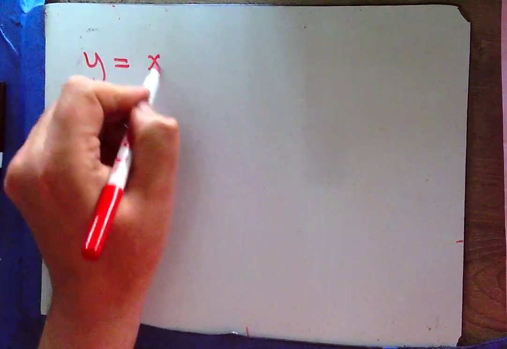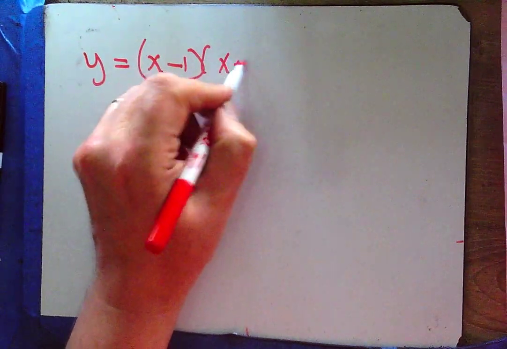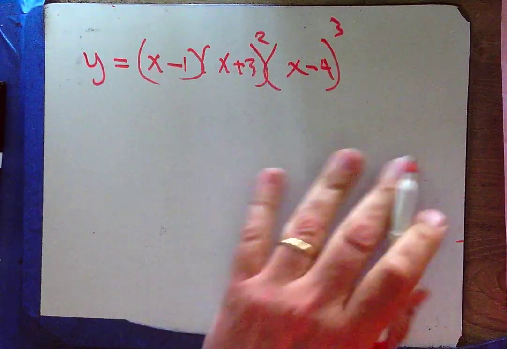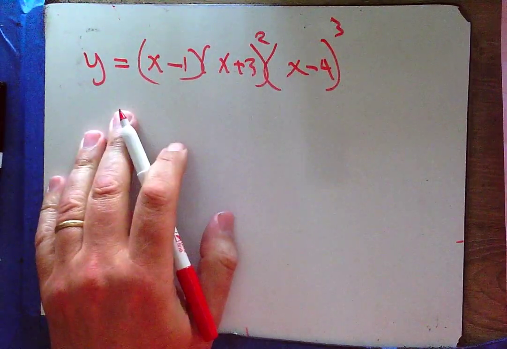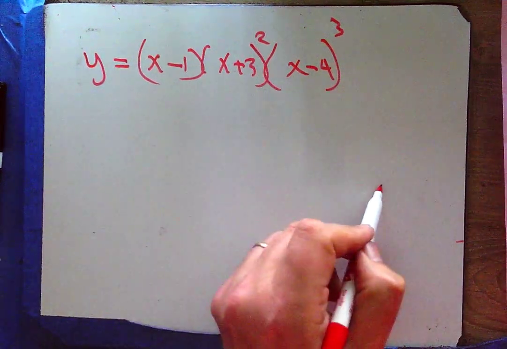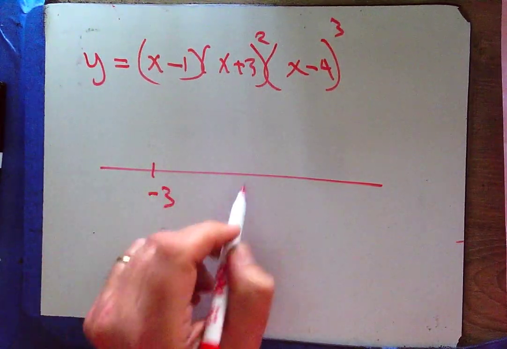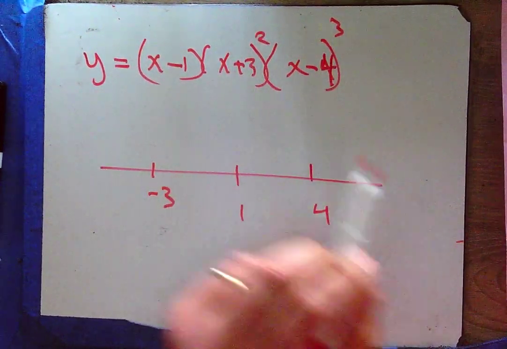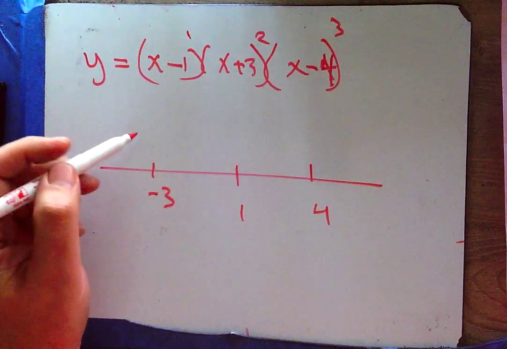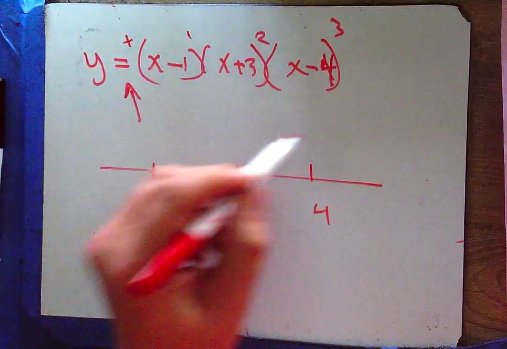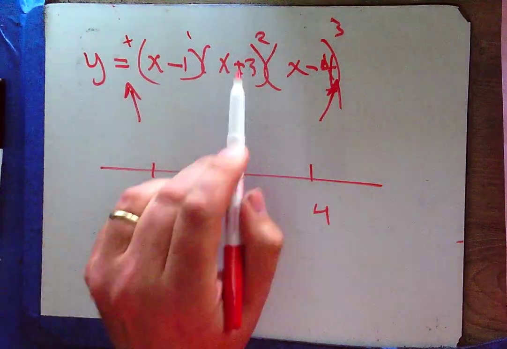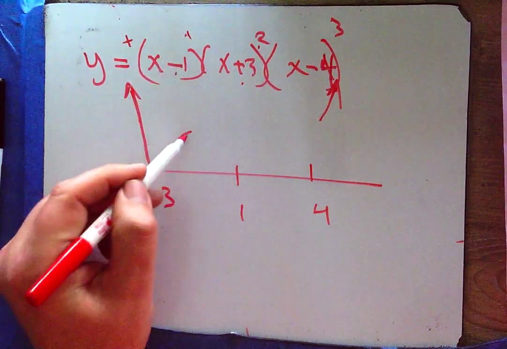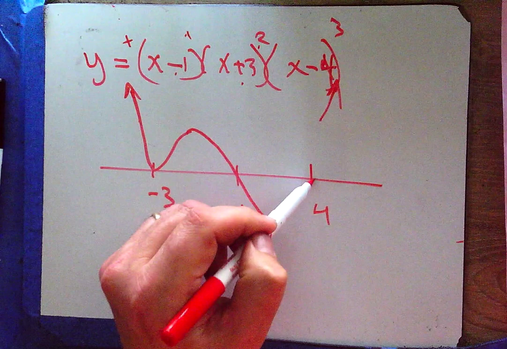How about y equals x minus 1, x plus 3 squared, and x minus 4 to the third. Please graph this one now. Pause the video, give it a try. Hey there. Did you find the x-intercepts at -3, +1, and +4? Good. Did you notice that this was a 6th degree polynomial with a positive leading coefficient? So it goes up on the ends. Did you notice that at -3 we're supposed to bounce? And that at +1 we're going to pass through? And what are we going to do at 4?